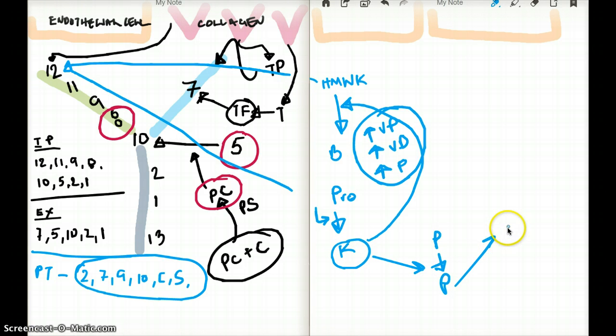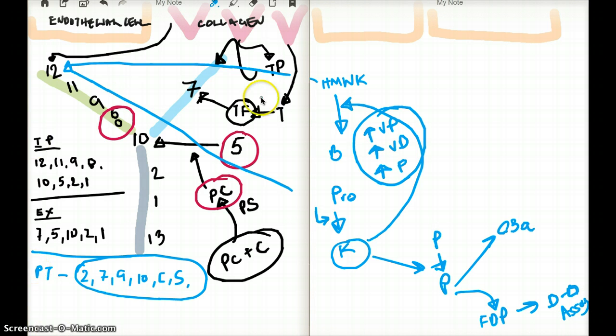Plasmin is going to activate C3a. It's also going to activate fibrin degradation products, which is going to be seen in a D-dimer test or assay. So that's that. That is all I have to say about the coagulation cascade.